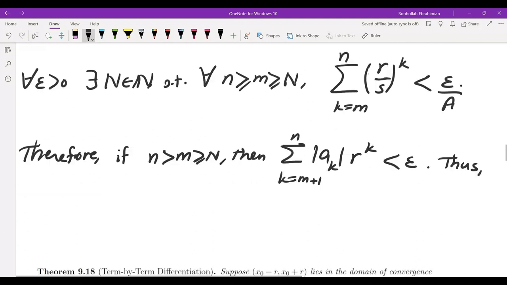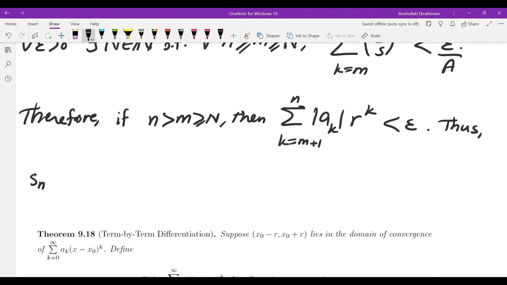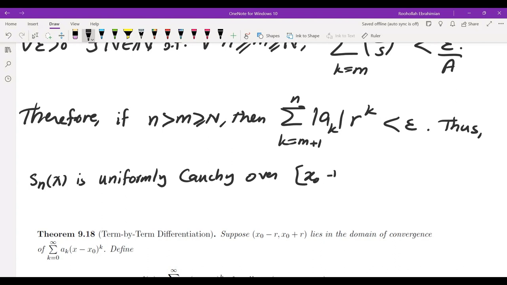Thus, Sn is uniformly Cauchy over the set that they gave us, over x naught minus r to x naught plus r.